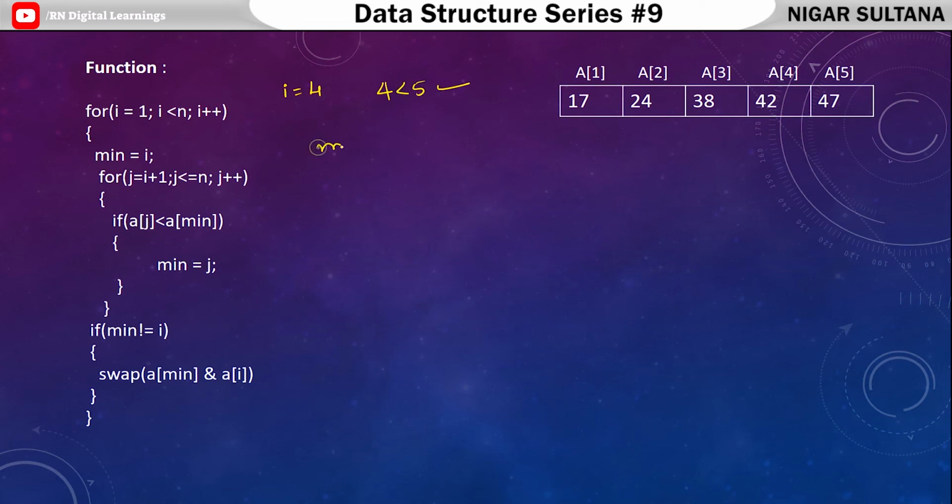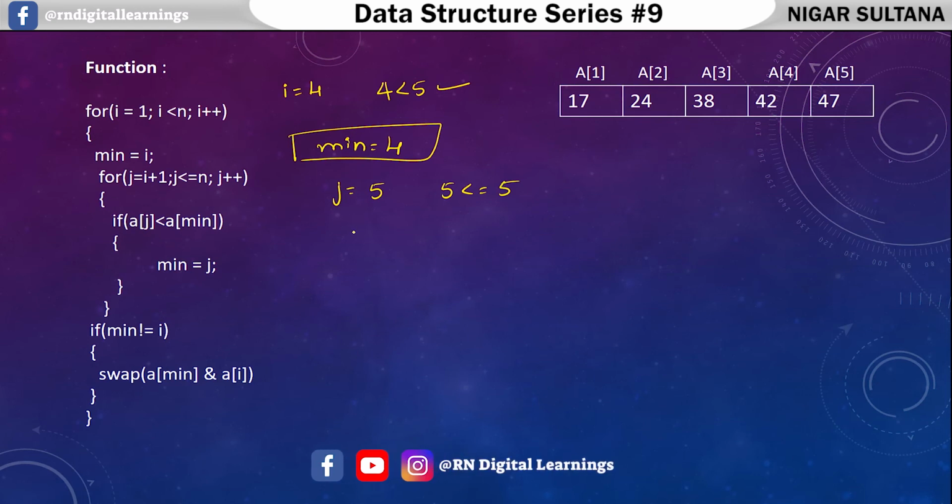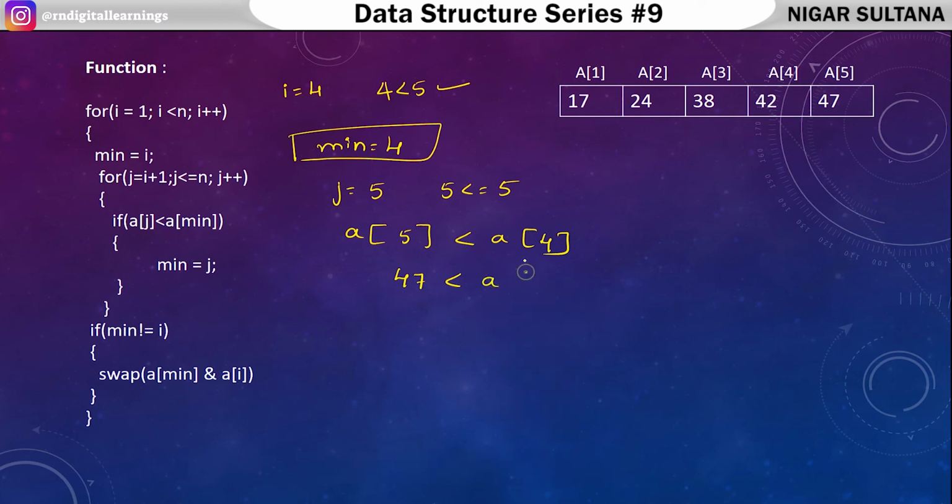It's true. If it is true, the min value will be assigned with I, that is 4. Next, enter into the j loop. J is equal to I plus 1, that is 4 plus 1 is 5. Is 5 lesser than or equal to 5? It's true. Check the if condition. A of 5 lesser than A of 4. What is A of 5? 47 lesser than A of 4. A of 4 is 42. Is 47 lesser than 42? No, it's not true.